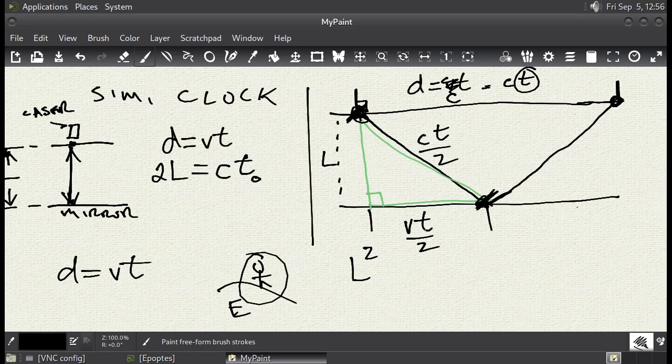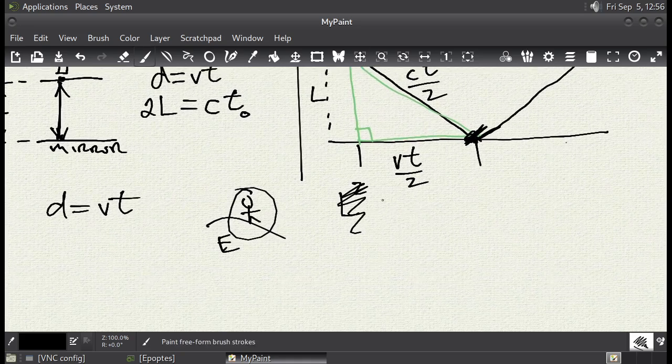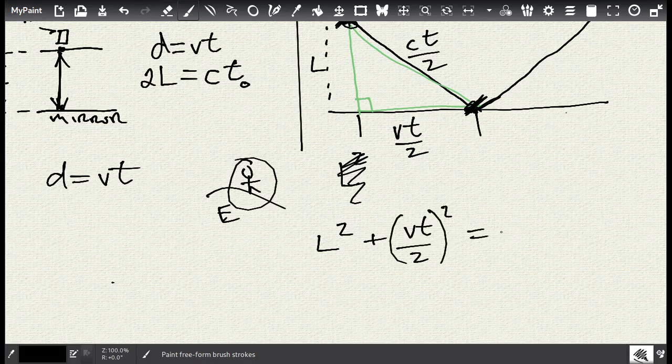So now we have all three sides. This side here is vt divided by 2. This side is ct divided by 2. And this side is L. So let's just erase this for a minute, and let's start again. Let's do it here. We're actually trying to write out Pythagoras' equation. Okay? Here it is. It's like, remember, a squared plus b squared equals c squared? L squared plus vt divided by 2 squared is equal to ct divided by 2 squared. Okay?